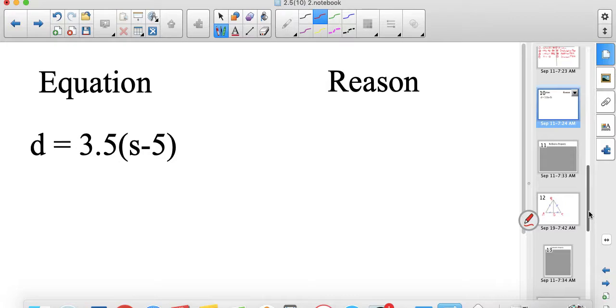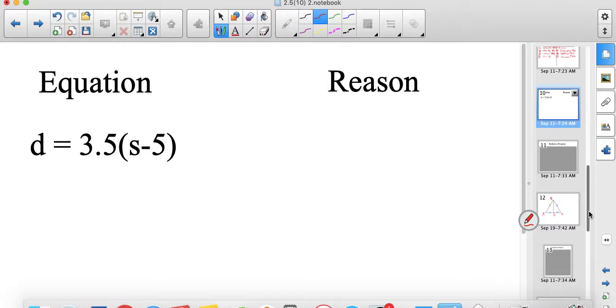Taking a look at example 3 then. In example 3, it says Ricky Bobby travels 5 miles per hour slower than the speed limit S for 3.5 hours. The distance traveled D can be determined by the formula D equals 3.5 times that quantity of S minus 5. Solve for S.